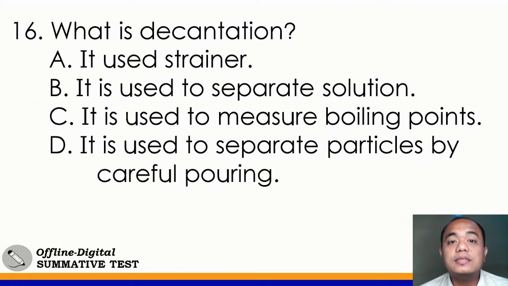Number 16. What is decantation? A. It is used as a strainer, B. It is used to separate solutions, C. It is used to measure boiling points, or letter D. It is used to separate particles by careful pouring. Letter D is the correct answer.